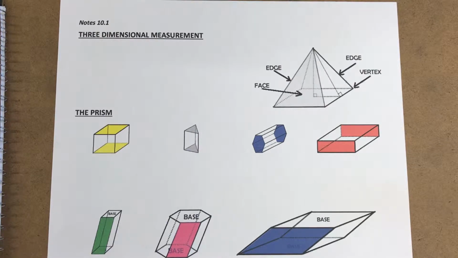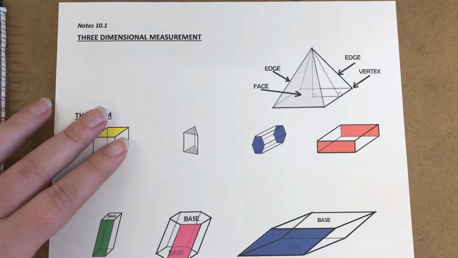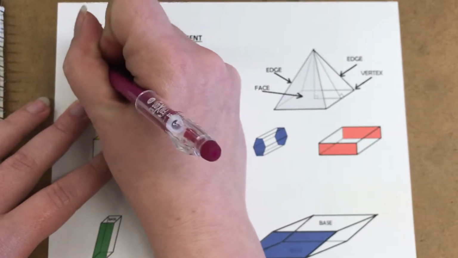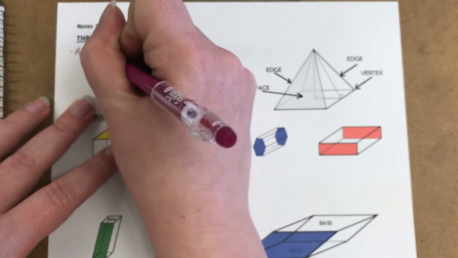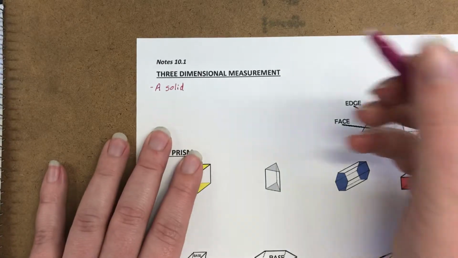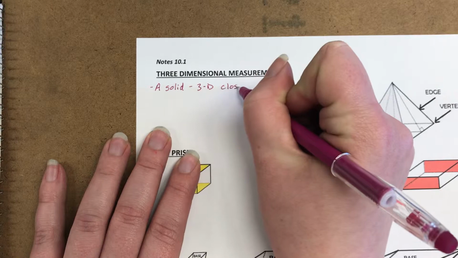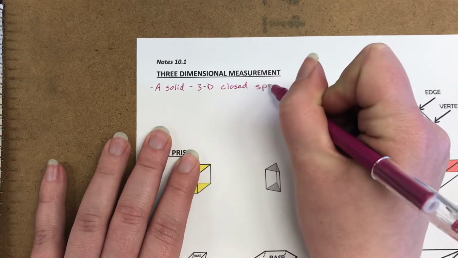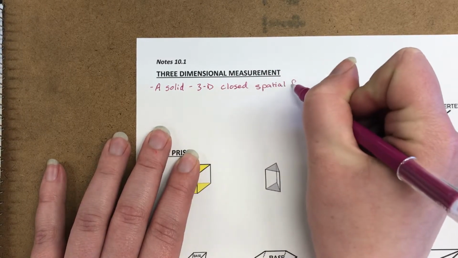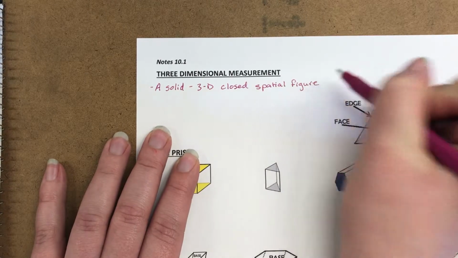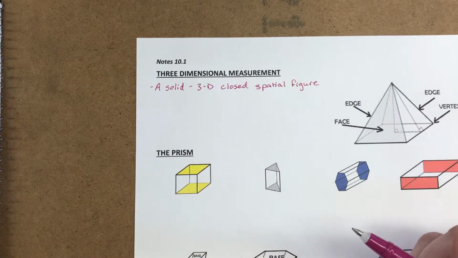All right, so today we're going to start chapter 10. We're going to begin with going over some new vocabulary and just kind of talking about three-dimensional measurement and 3D solids. So basically our first definition that we're going to talk about is a solid is a three-dimensional closed spatial figure, so it's like what we see out in the world.